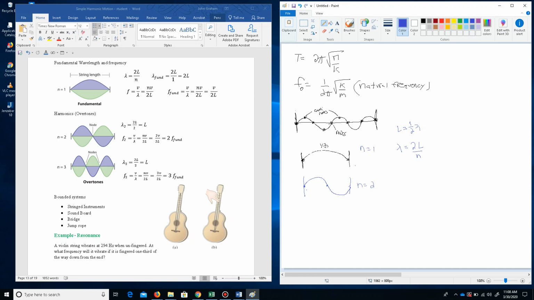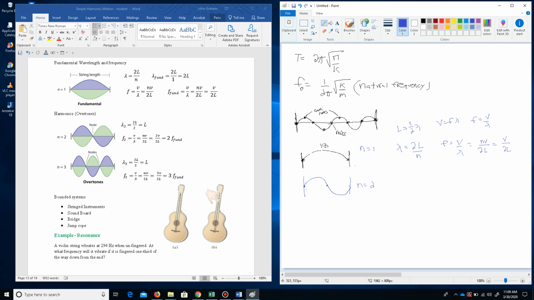And then the frequency itself, if we remember V equals frequency times wavelength, frequency is just V over the wavelength. So this is V over the wavelength, which the wavelength is 2L over N, so this is N times V over 2L. It flips because the wavelength's in the denominator. And then when N is 1, you get a fundamental frequency of V over 2L.